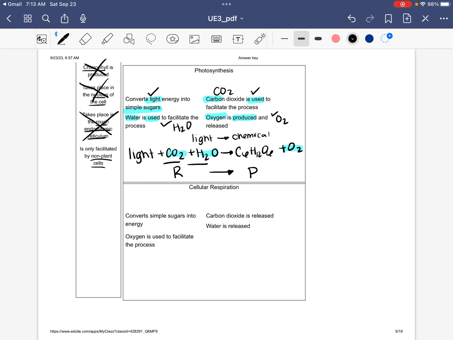So remember, plants are the special organism that actually uses both photosynthesis and cellular respiration. Plants have the chloroplast and they have a mitochondria. So they go through both of these processes. Again, not every single time you have a drag and drop are you going to use all of your answers.